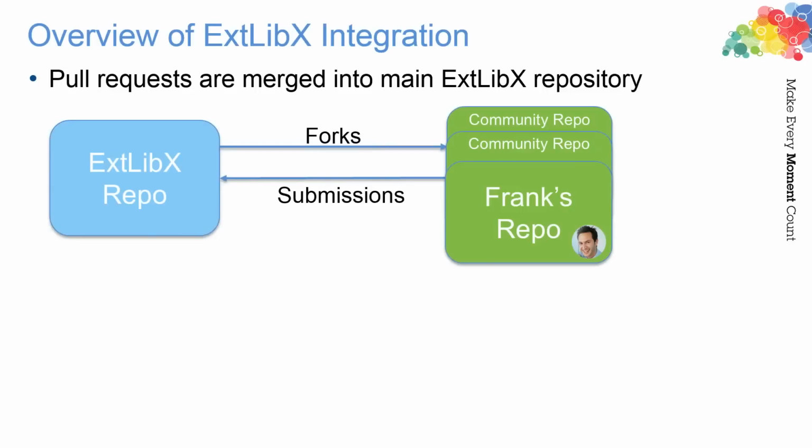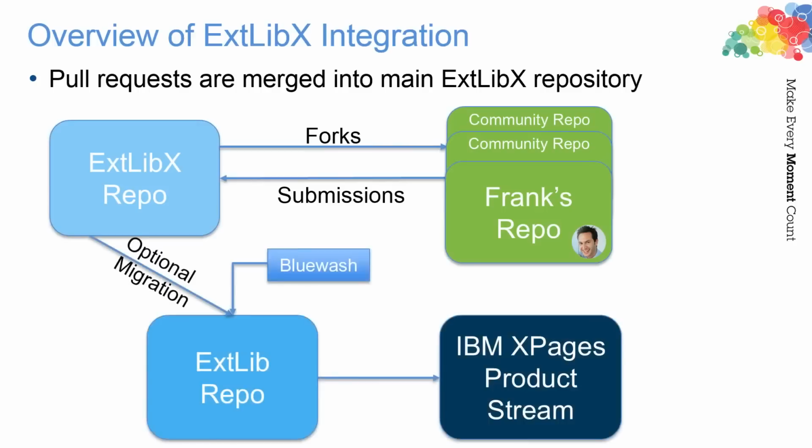So when you make your submissions via pull requests, we review those and add them directly into the GitHub repository, and away we go. It's a bit more complex. We have to blue wash the code if we're adding it to the extension library. And that would come later, in fact, because whilst we're working on XlibX, that's fine. We can have the quick turnaround on code changes there.